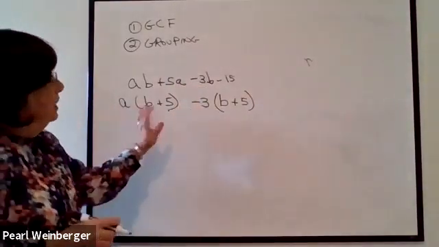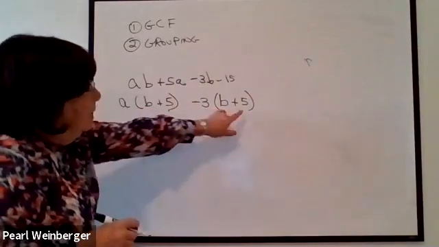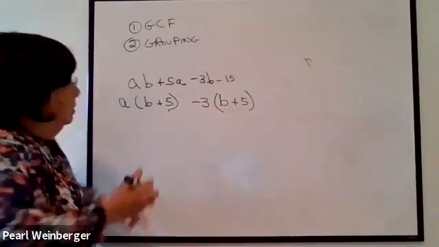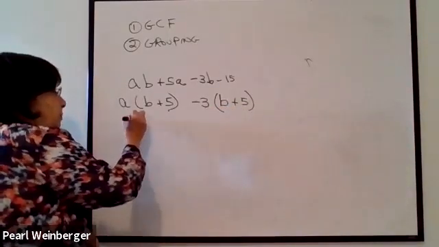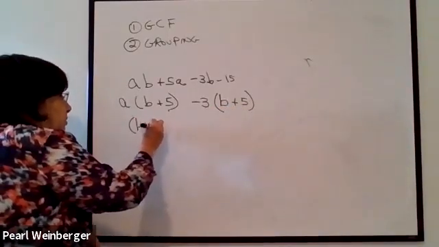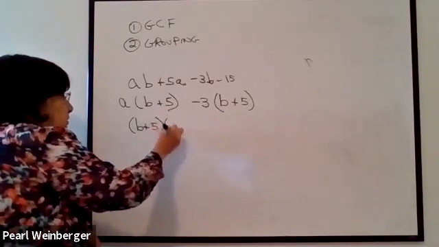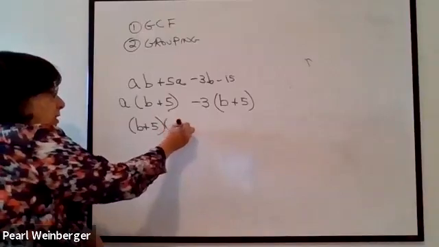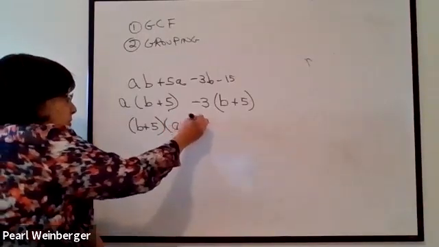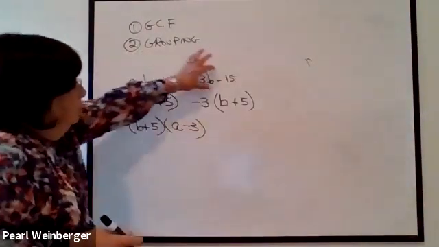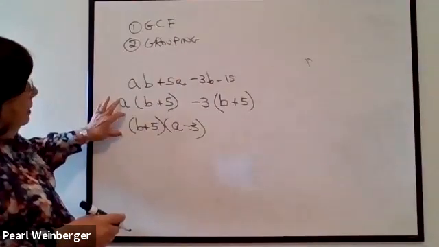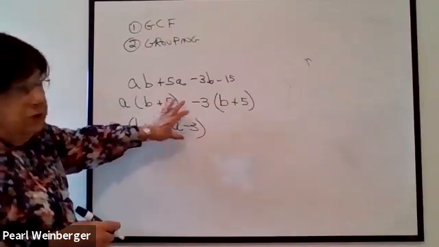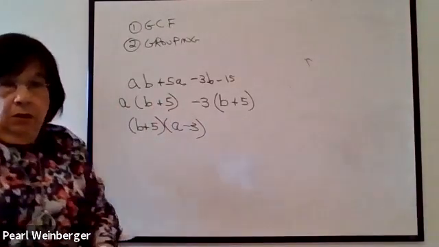And again, I have that same situation where I have a common binomial factor. The common binomial factor of b plus 5 goes first in one parentheses. In the second parentheses, it's whatever is on the outside, which is the A minus 3. And again, I took these 4 terms and factored them down to a binomial times a binomial.